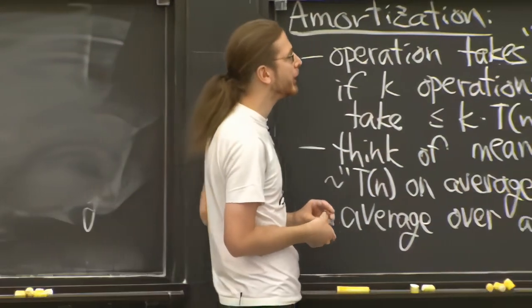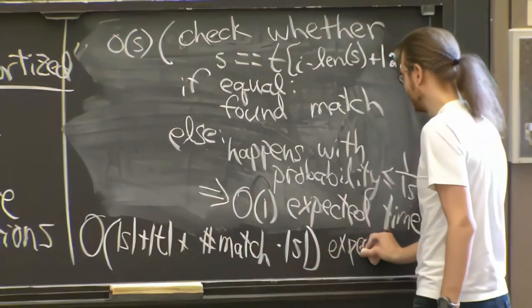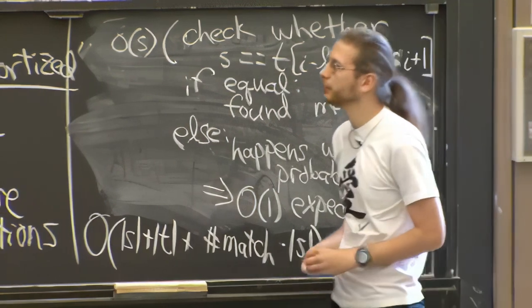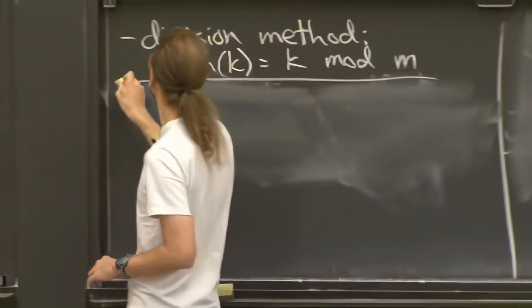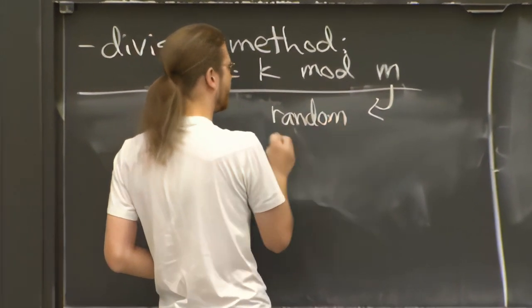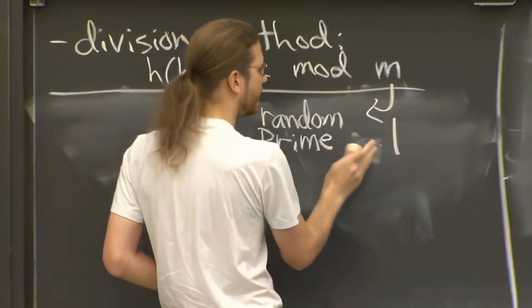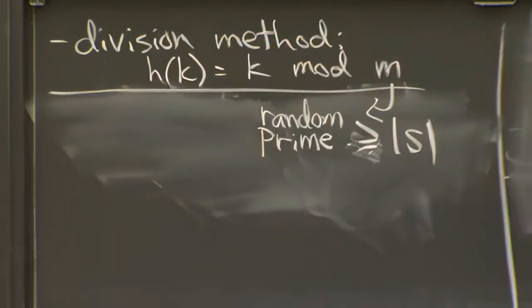We're not going to prove that this is true. This is going to be true in expectation, expected time. But Karp and Rabin proved that this running time holds, even if you just use this simple hash function of the division method where m is chosen to be a random prime. Let's say at least as big as length of s. The bigger you make it, the higher probability this is going to be true. But length of s will give you this on average.